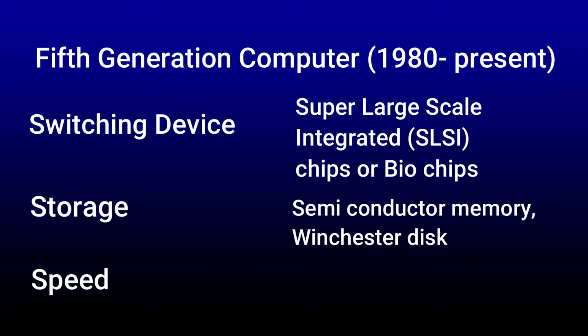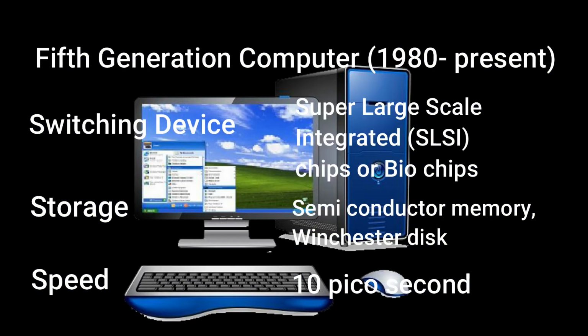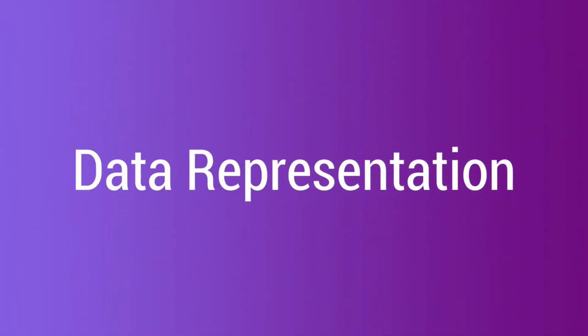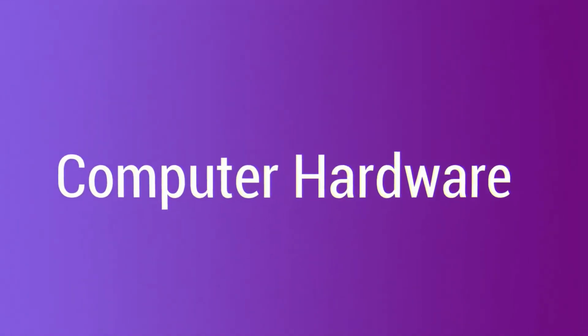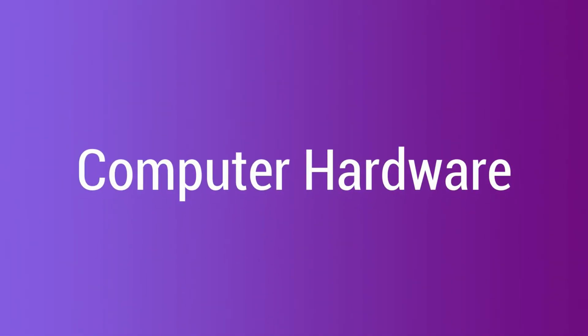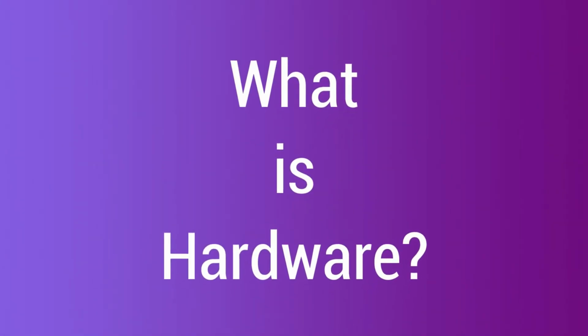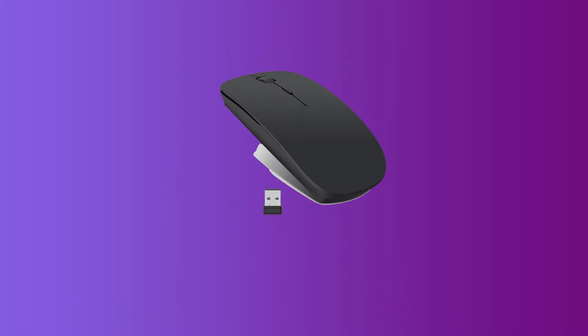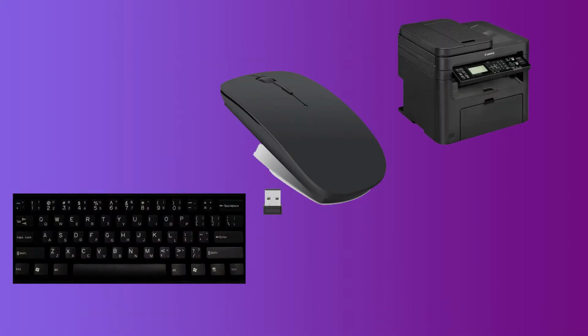It has a very high processing power and can work just like a human. Fifth generation computers are mainly used in artificial intelligence, computer hardware, computer software, and data representation. Now, let us learn about computer hardware. Everyone speaks about hardware, but what actually is a hardware? A hardware is a computer device which we can touch and feel. Say, for example, mouse, keyboard, printer, etc.